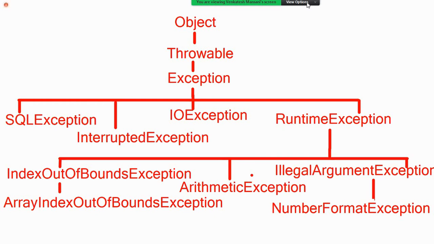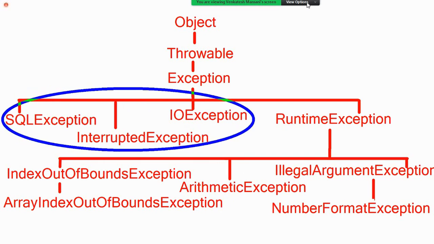According to the first point, all exceptions are checked only. But the second point is also there: the checked exceptions do not include RuntimeException and its subclasses. So only this part is checked exceptions. These are checked exceptions.